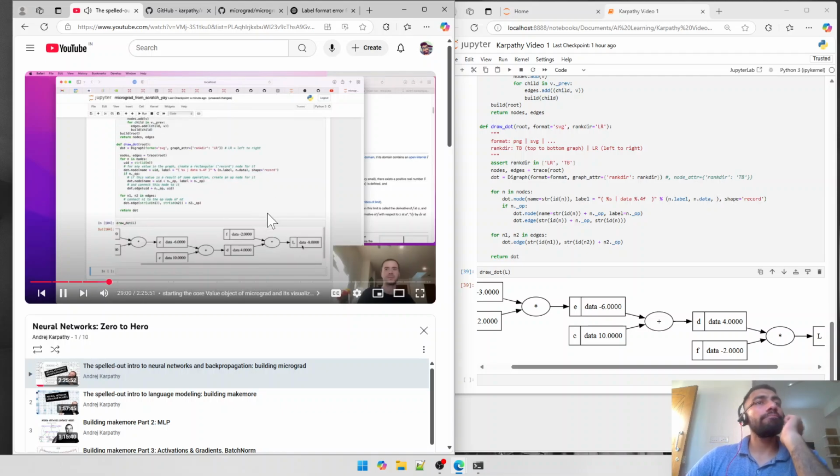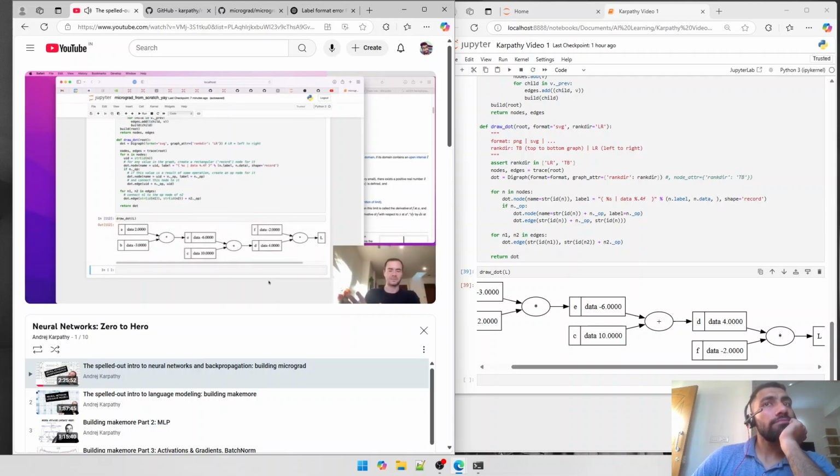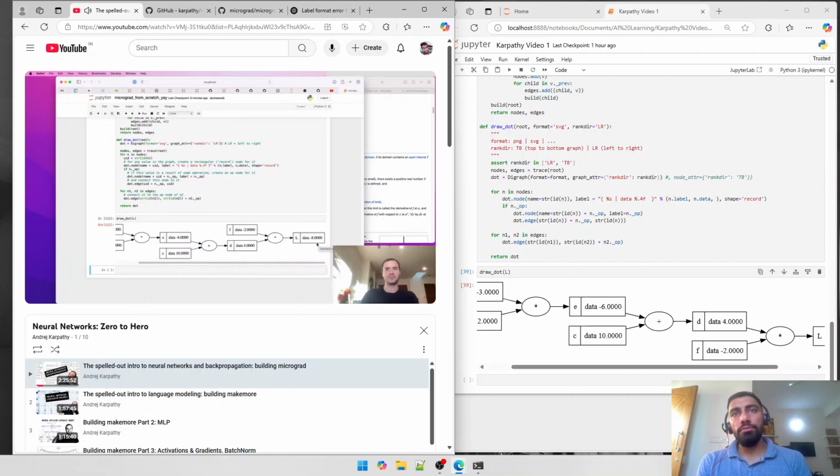There we go, so L is the output. So let's quickly recap what we've done so far. We are able to build out mathematical expressions using only plus and times so far. They are scalar valued along the way, and we can do this forward pass and build out a mathematical expression. So we have multiple inputs here, A, B, C, and F, going into a mathematical expression that produces a single output, L. And this here is visualizing the forward pass. So the output of the forward pass is negative 8.